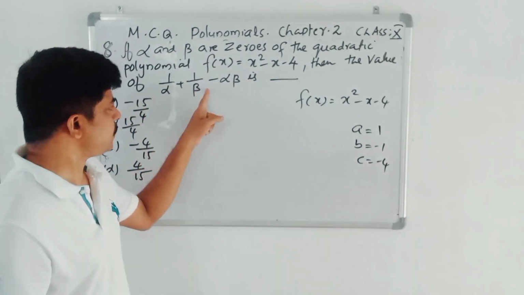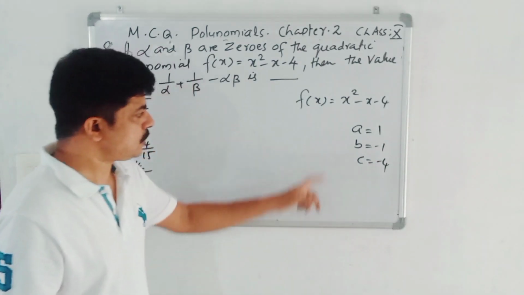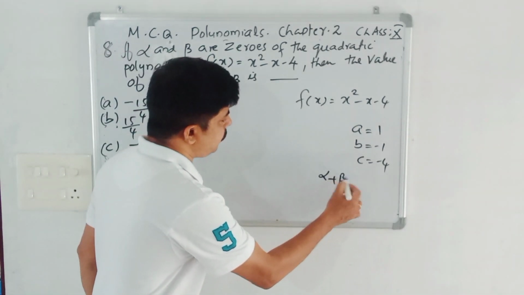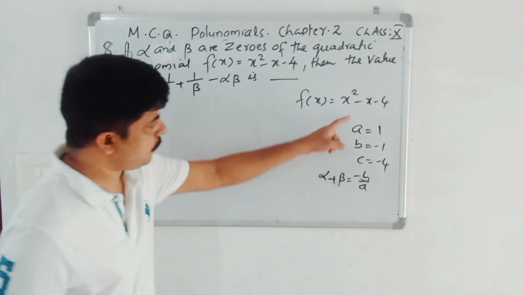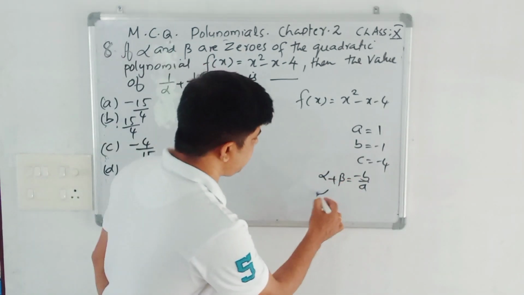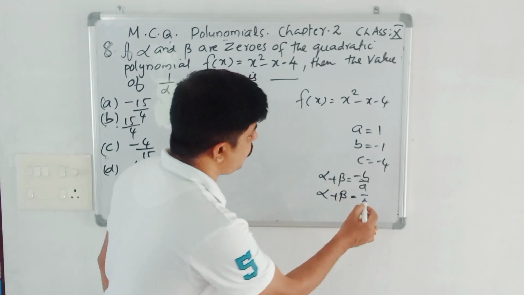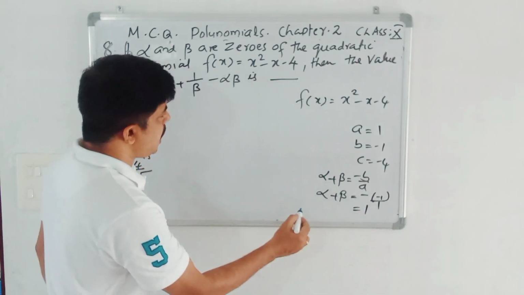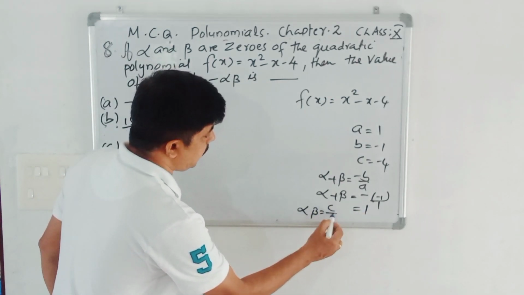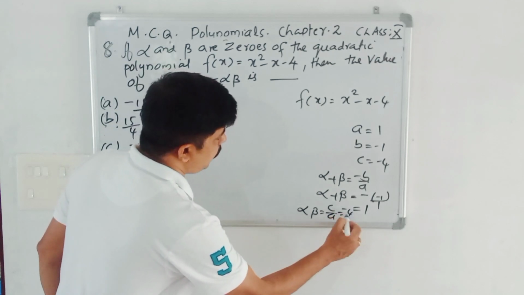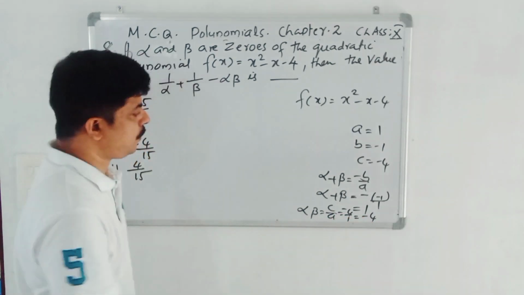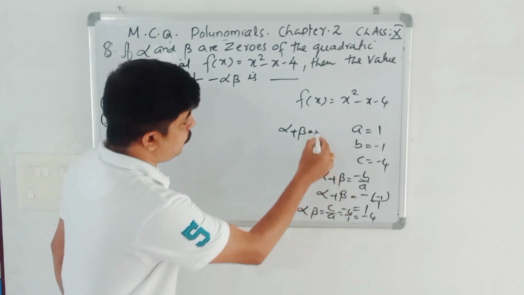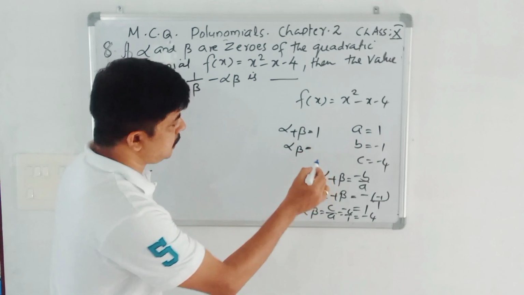By substitution method, we can find the value. First of all, we have to find what is alpha plus beta and alpha beta. Alpha plus beta is negative b by a. Therefore, according to the question, alpha plus beta is equal to negative of negative 1 by 1, so alpha plus beta is 1. And alpha beta is c by a, which means negative 4 by 1, so alpha beta is negative 4. We got alpha plus beta equal to 1 and alpha beta equal to negative 4.